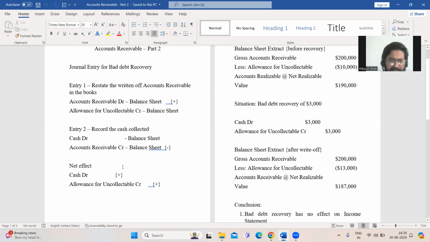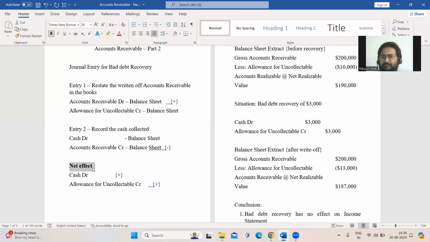So many teachers also use this net effect to explain this recovery. Cash debit, allowance credit, because that is the net effect. This is what is happening, net effect. Cash is getting debited and allowance is getting credited because AR cancels off each other. But remember, you can do this actually in your CMA exams, but in practical life, you will have to pass the two entries.